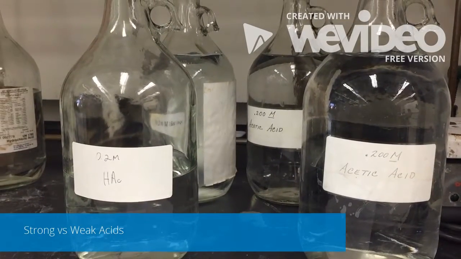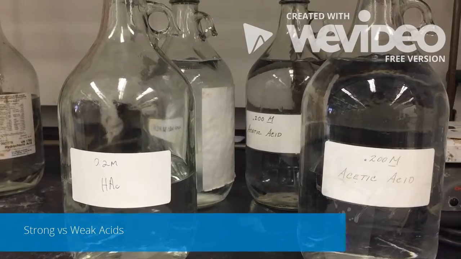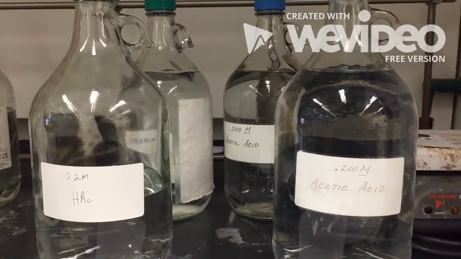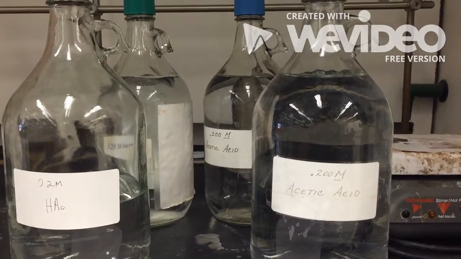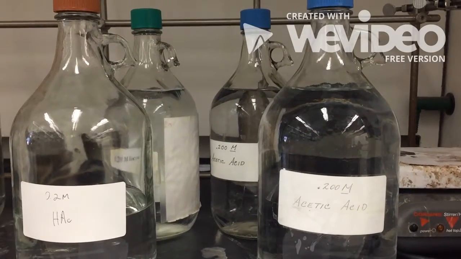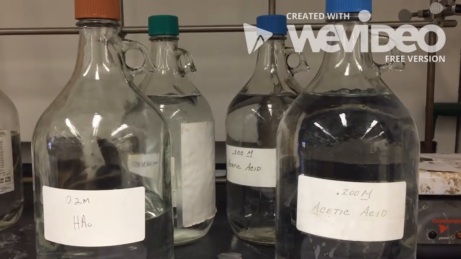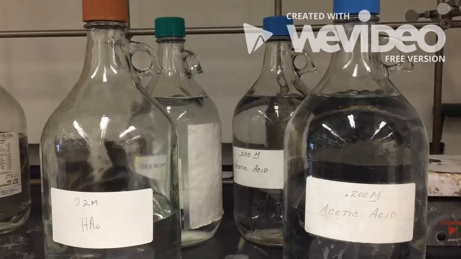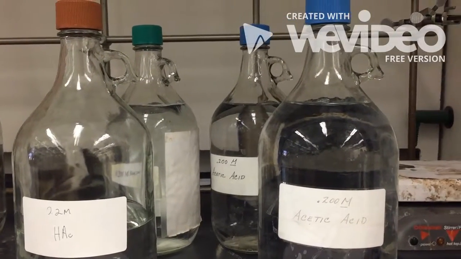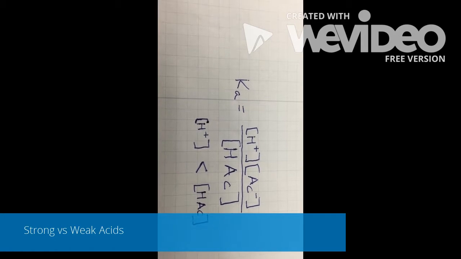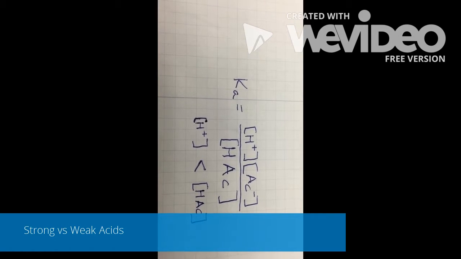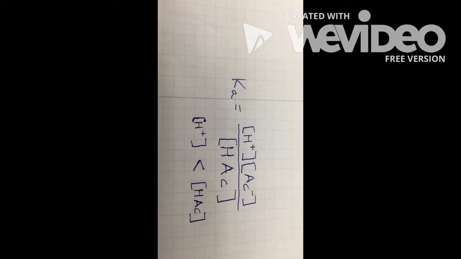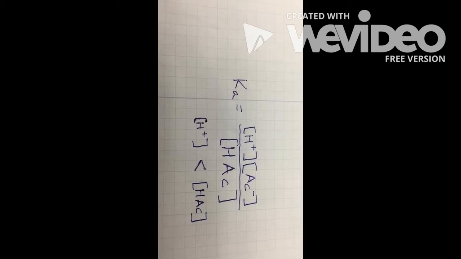Acetic acid is a weak acid that partially ionizes in solution. It ionizes into H+ cations and acetate anions. However, at equilibrium, the concentration of H+ cations is less than the concentration of the whole acetic acid molecules. Because of this difference in ionization and thus concentrations of cations, weak acids have a much smaller equilibrium constant than strong acids.